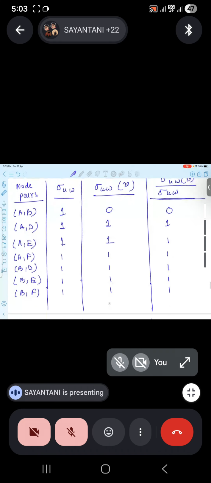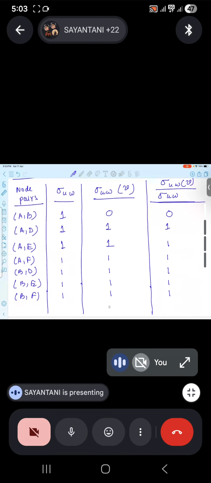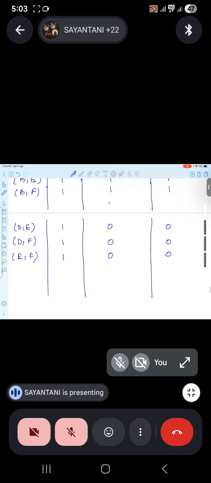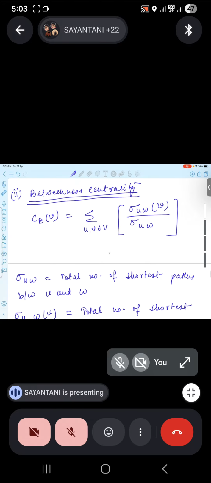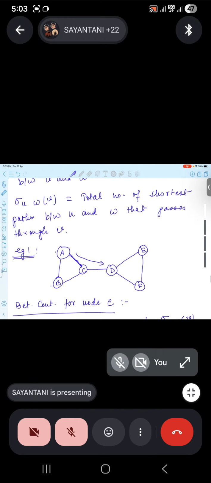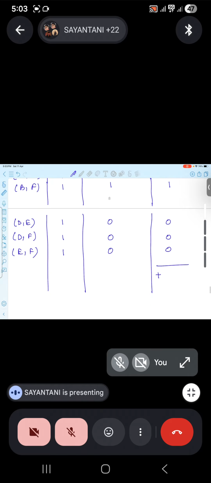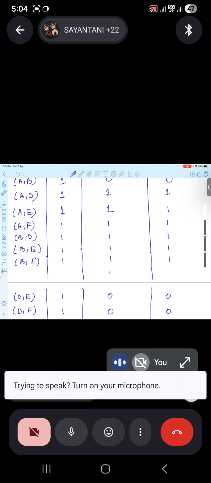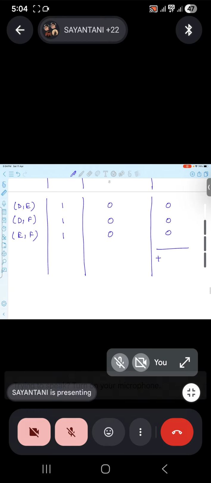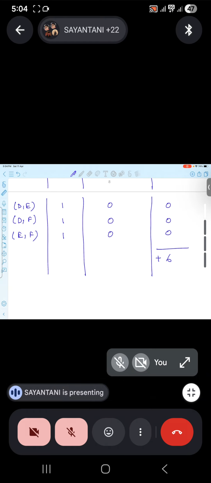Is this entire table clear? Any doubts? Okay. Now what you have to do is just add the last column. Add the values, tell me what you're getting, because you have to take a summation via this formula, right? To take the sum of this ratio. What is the final value of the last column? 6, right? So the betweenness centrality value of the node C is 6.